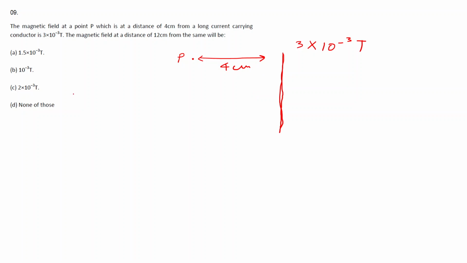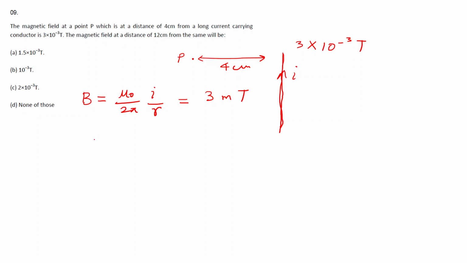We know the formula for the magnetic field due to a current carrying conductor is mu naught over 2 pi times I over R. Since we have been given that the magnetic field value is 3 millitesla, we will substitute the values here to find the value of current, because we have not been told the current flowing in this conductor. We have just been told the magnetic field due to this current. So we will find it from here.